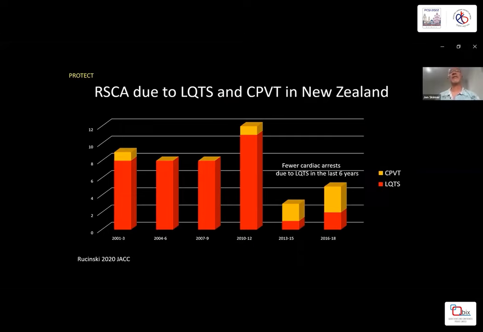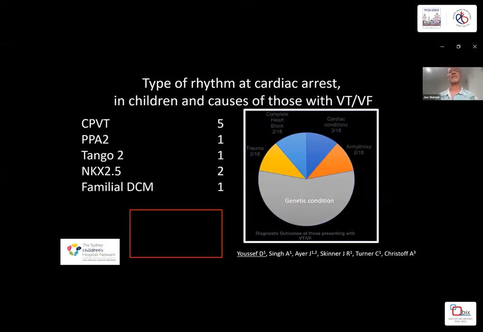What we've noticed by having this team active since the early 2000s, the nature of the presentations is changing. As we get better at screening families and identifying people in the community with long QT syndrome, we're protecting them. And we're seeing very few cardiac arrests now due to long QT syndrome, but CPVT is being presented more commonly as community resuscitation is getting more and more effective. When we looked at the recent 10 years in Sydney, those children that had survived a cardiac arrest and arrived in pediatric intensive care, CPVT was the commonest, and then a list of rather rare causes.